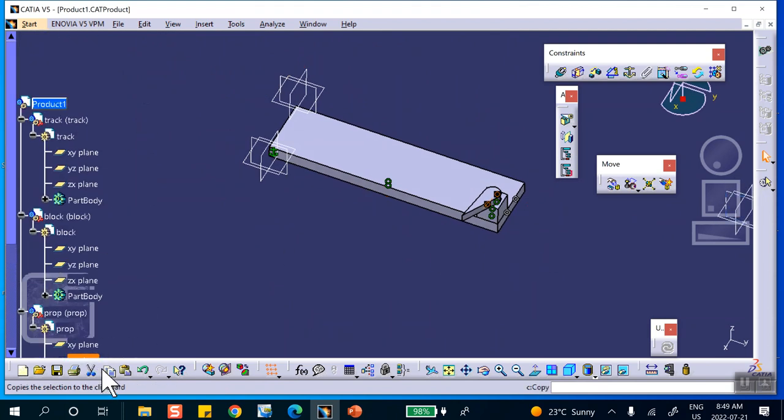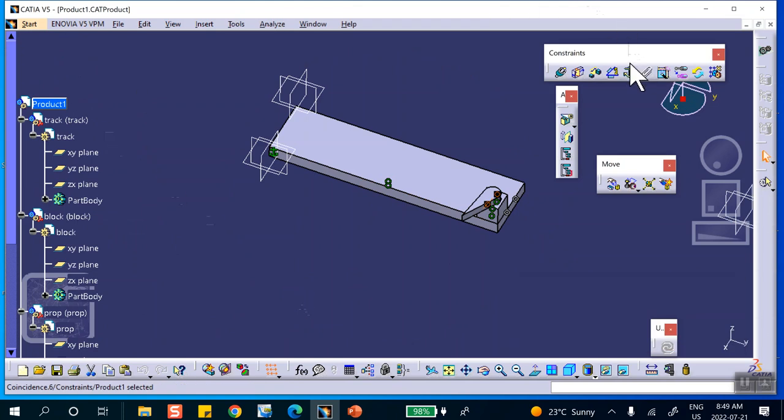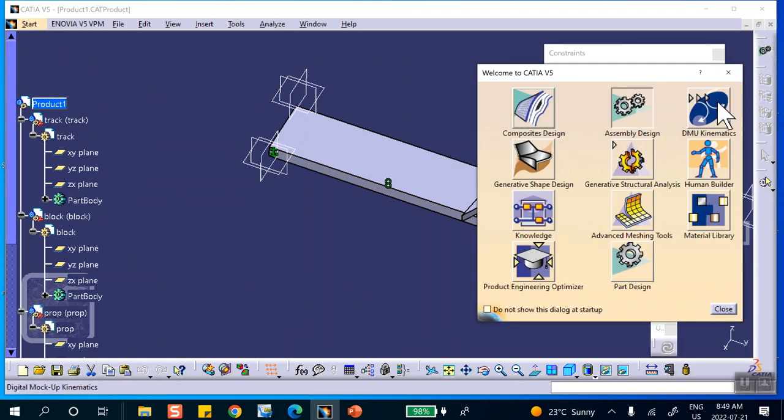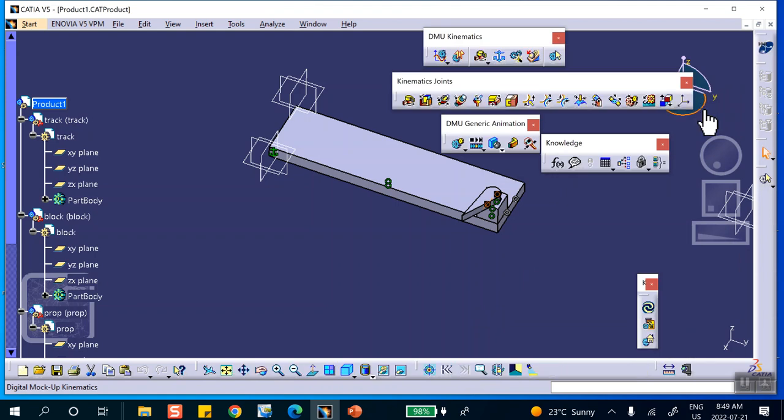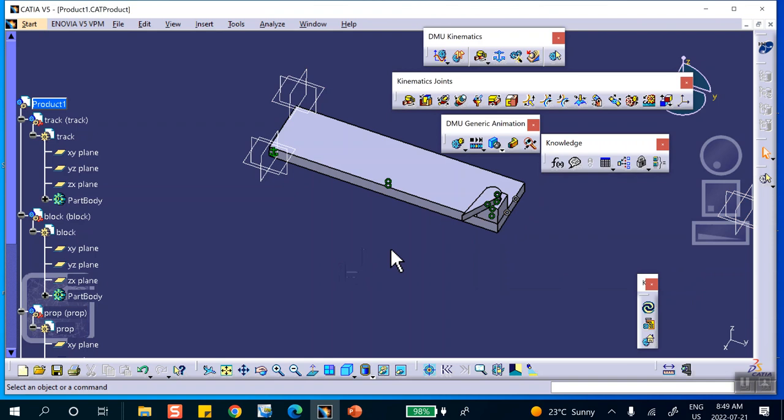All right, so let's save everything. We're going to go to the digital mockup, DMU kinematics, get the magic wand out, new mechanism, and by this time in the course, you should know that you're going to get two joints, a revolute joint and a prismatic joint. Okay, let's check it.